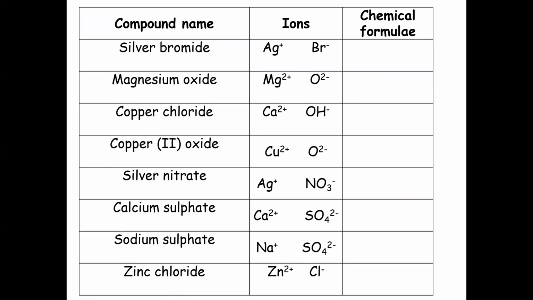Now, what I would like you to do is pause your video and have a go at doing those on your own before you look at the answers. Again, it's a very, very similar exercise. If the charges don't balance, how many more of each type of ion would you need for them to balance? Remember, they've got to be equal and opposite.